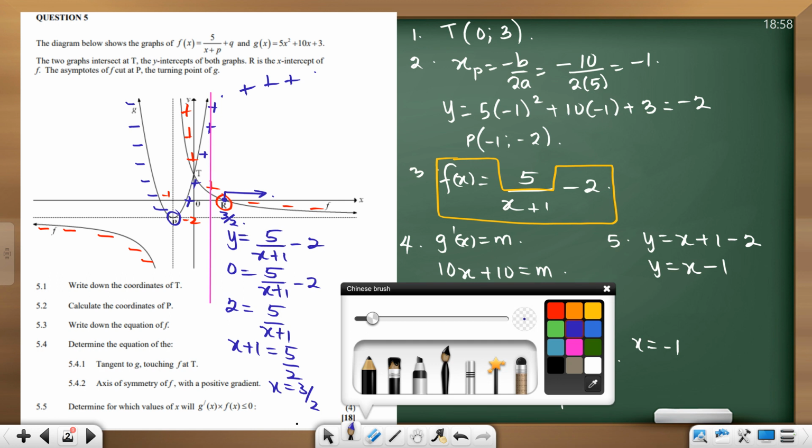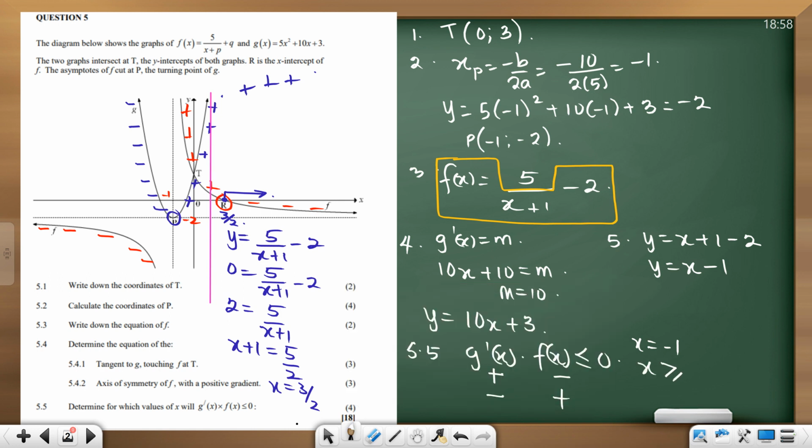So what's my answer? X is greater than or equal to 3 over 2. X is an element of real numbers. We are done there. All right. I hope it makes sense, guys. Total is how many? 4.